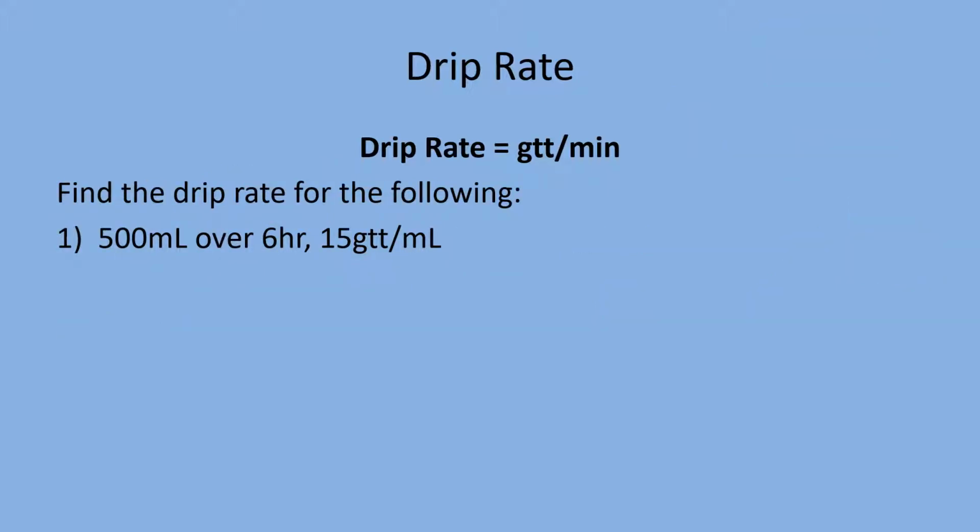All right, 500 mLs over 6 hours. So we'll start off with the flow rate. 500 mLs over 6 hours. First step is to divide by 60 minutes. And the second step is to multiply by the drip factor. In this case, it is 15 drops per ml. So how many drops per minute?